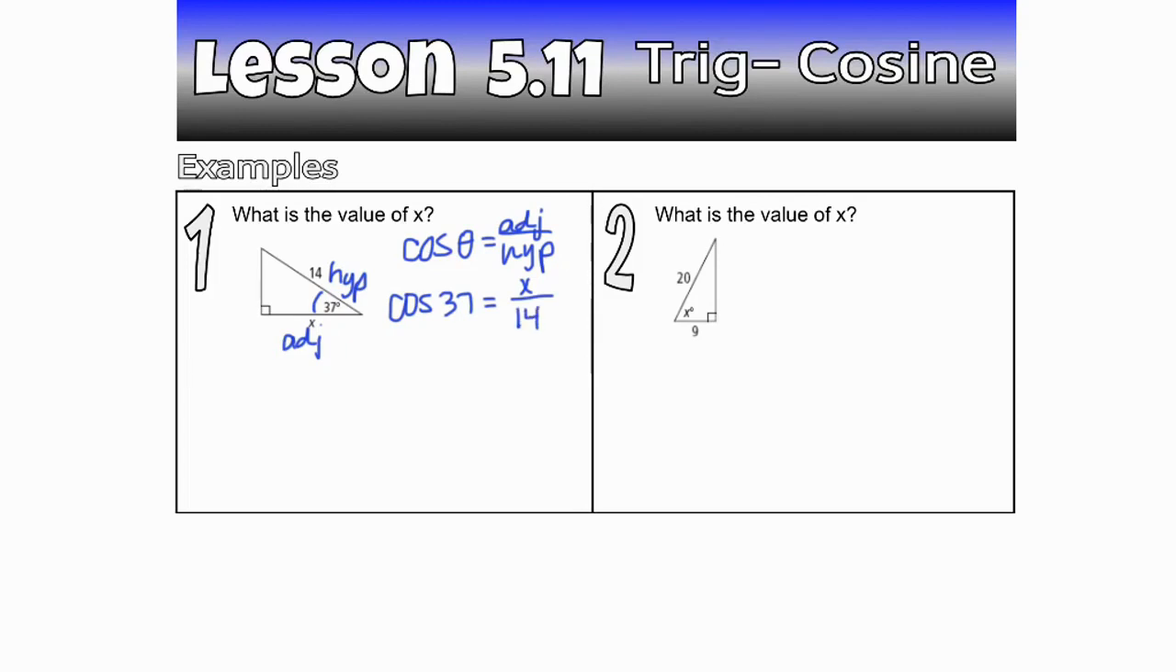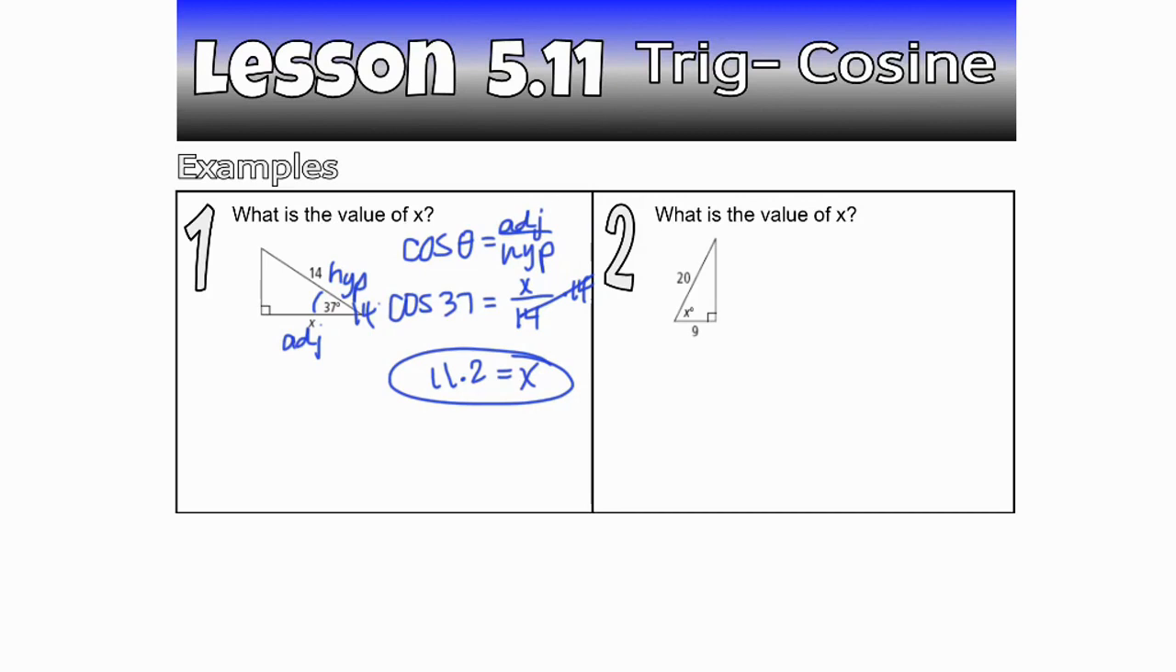Now to solve for x, we have to get rid of everything that's with x. To get rid of divided by 14, I'm going to multiply by 14 on each side. So I'll plug into my calculator 14 times the cosine of 37. I'm going to make sure that I am in degrees, and I am. So I type in 14 times the cosine of 37, and then I have 11. x is going to be equal to 11.2, rounding to the nearest tenth, just one decimal place.